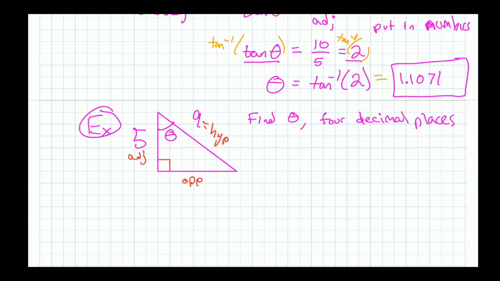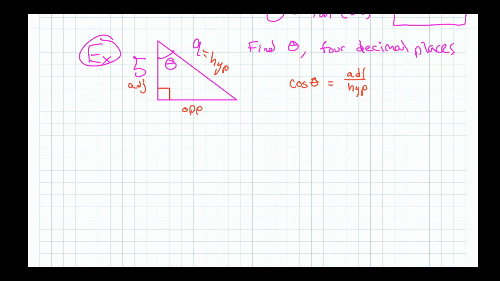I've labeled what it is. So we have a 5 and a 9, adjacent and hypotenuse. So the trig function we want is cosine theta is adjacent over hypotenuse. So for us, cosine theta is adjacent, which is 5, over hypotenuse, which is 9.